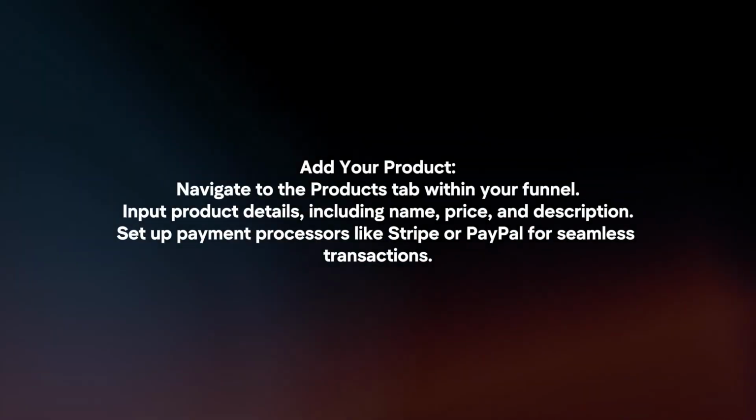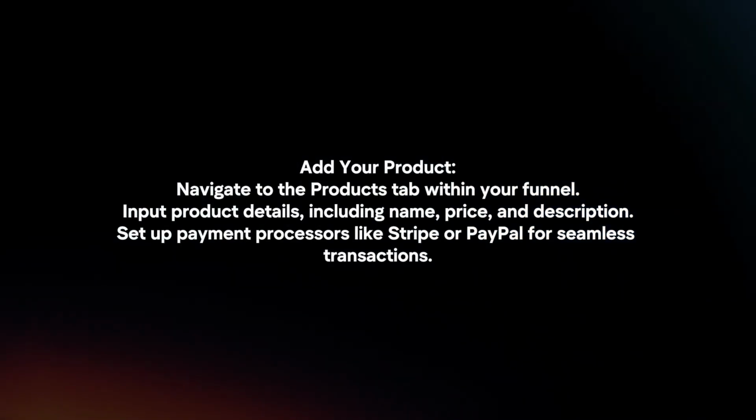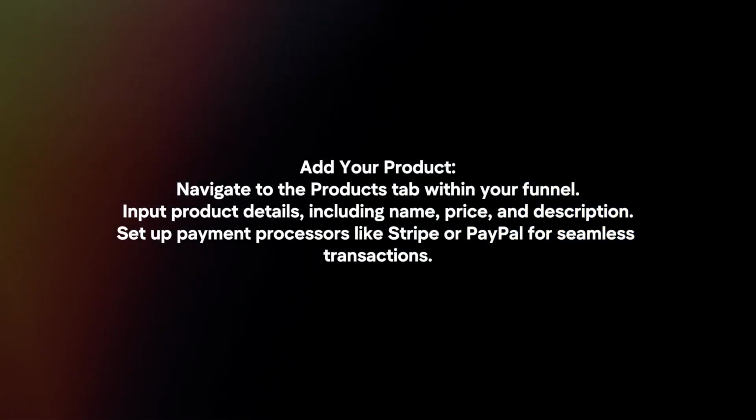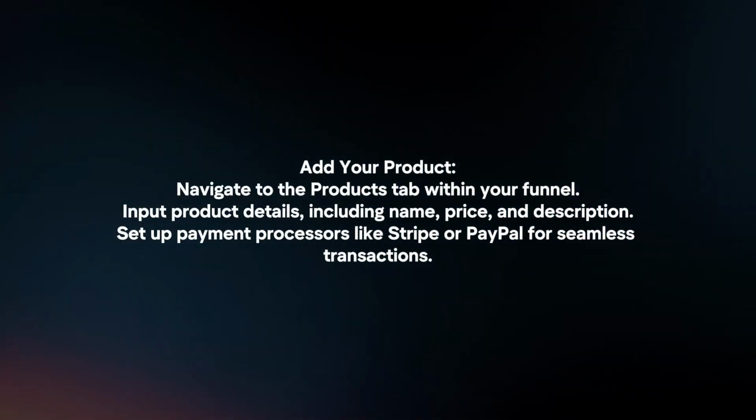Add your product. Navigate to the Products tab within your funnel. Input product details, including name, price, and description. Set up payment processors like Stripe or PayPal for seamless transactions.